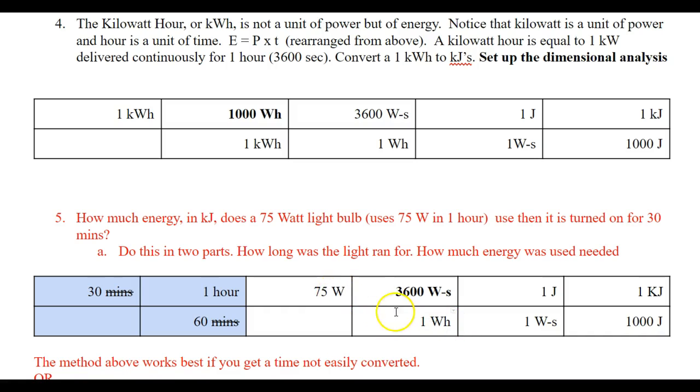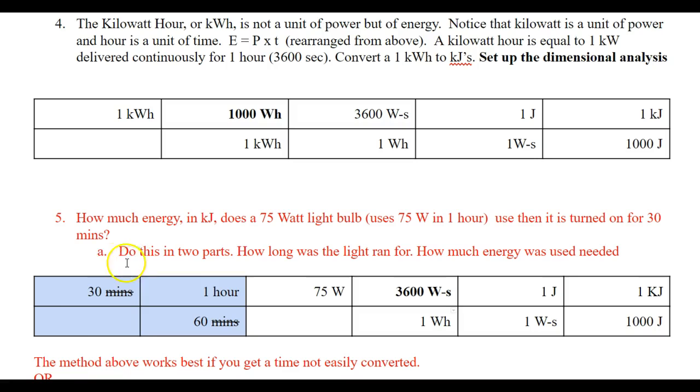So you want to change it to watt seconds. How do I know it's 3,600 watt seconds? Well, there's 3,600 seconds in an hour. Okay, so watts stay the same, but the seconds have changed here. All right, how many joules are in 1 watt second? Well, there's 1 joule per 1 watt second. And then over here, how many joules are in a kilojoule? Well, there's 1,000 joules in 1 kilojoule.